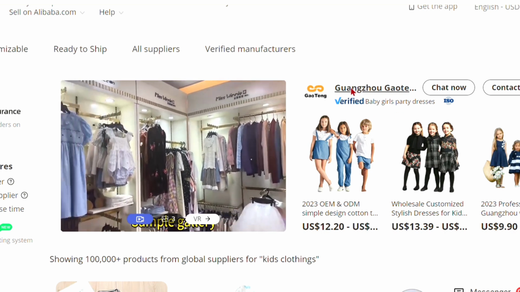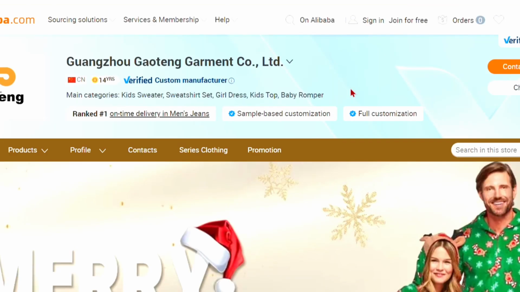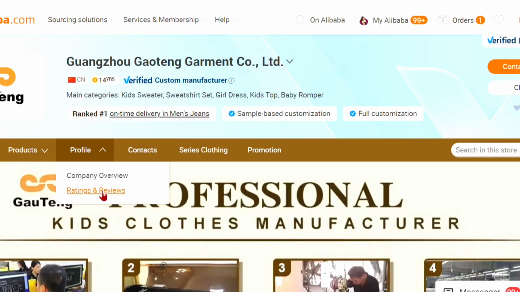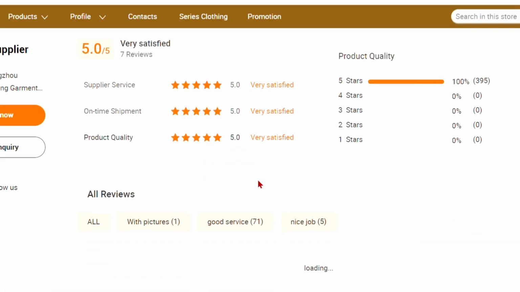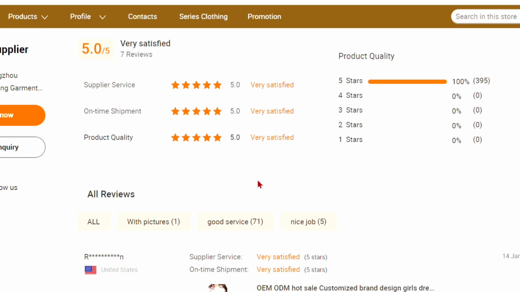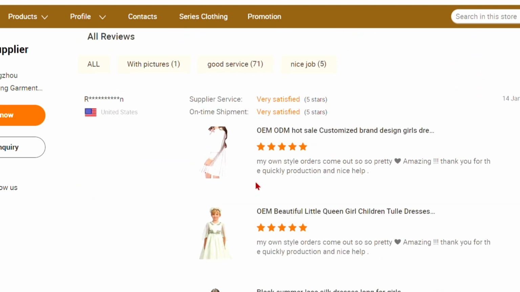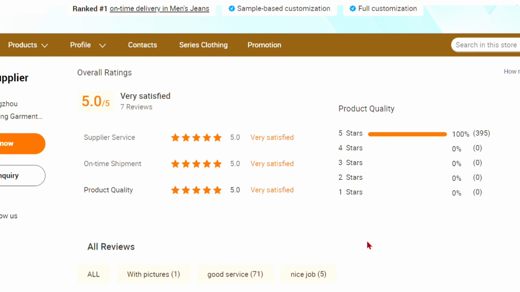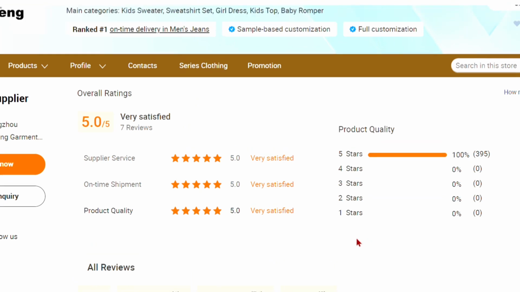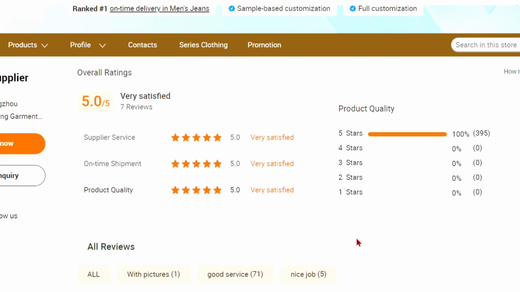So by going through these ratings and reviews, you would at least get insights about the product quality and the performance of the seller. But take note, you need to remember that not all reviews are genuine. Unfortunately, in Alibaba, scammers may create fake reviews to manipulate the ratings. So just be careful on that. But still, the ratings and the reviews can help you.